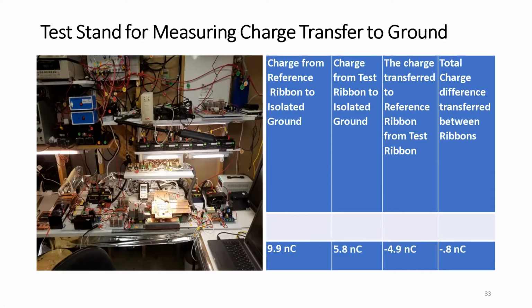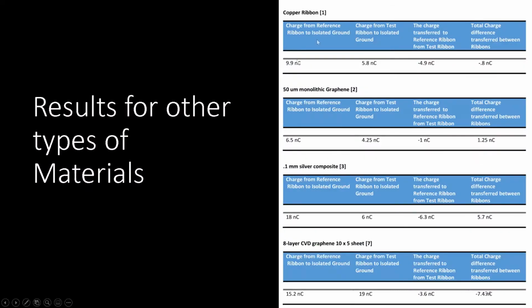So we did this experiment with a number of different materials with different drift velocities. Here's the results from them. The top line is the same test we did that I just showed you, but we would replace the test ribbon with monolithic graphene, 50 micrometers thick. It's the same shape, same current flowing through it. We compensate for any resistance in it by adding a resistor to the other ribbon.